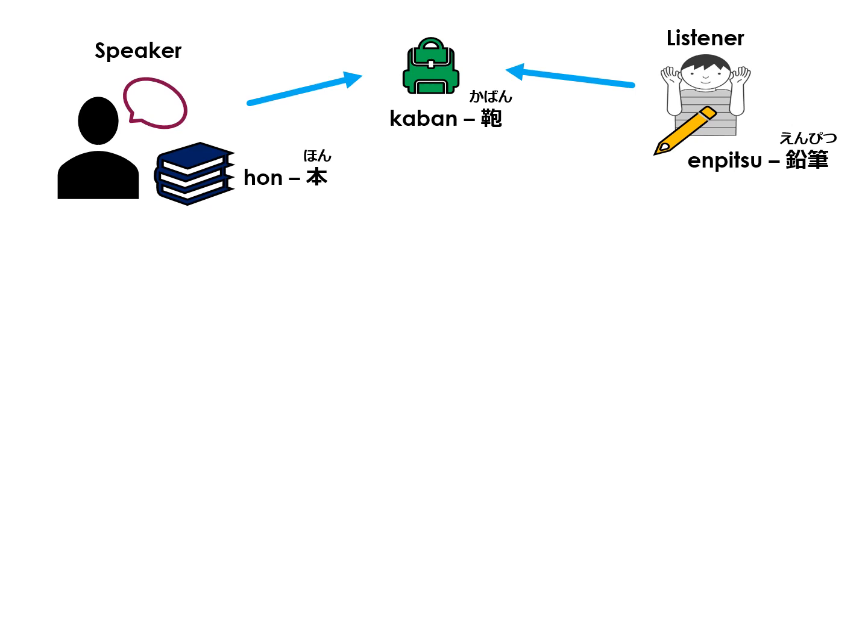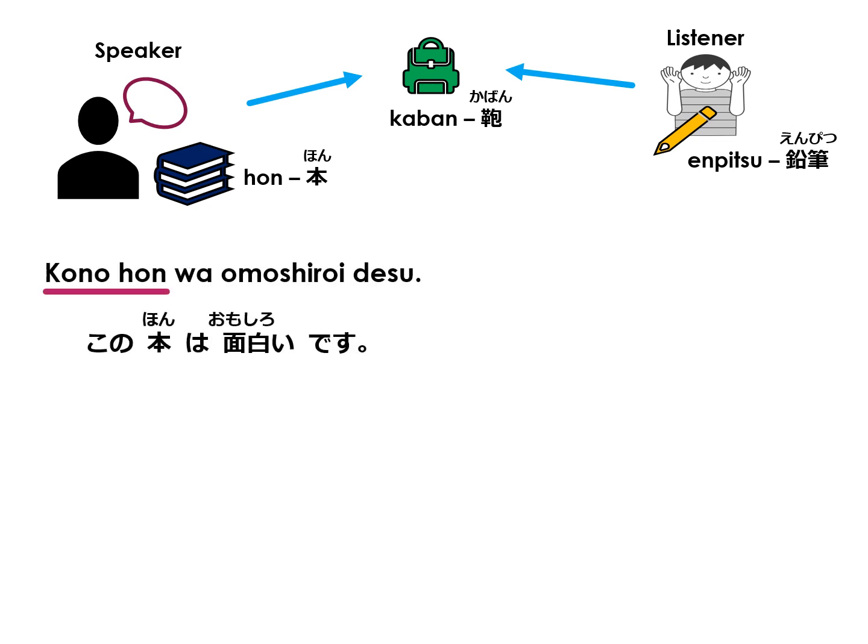Same scenario as before. The speaker has books or hon. The listener has a pencil or enpitsu, and far from both is a bag or kaban. Now let's use the pronominal pronouns kono, this thing, sono, that thing close to you, and ano, that thing over there. Let's practice a few things the speaker could say about the things around him. Kono hon wa omoshiroi desu. This book is interesting.